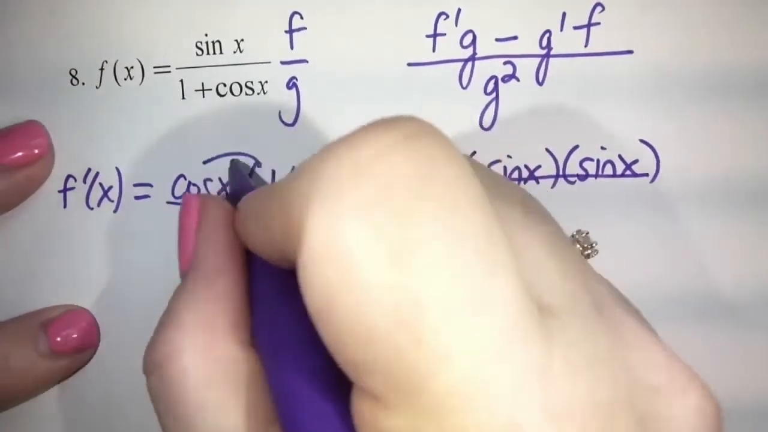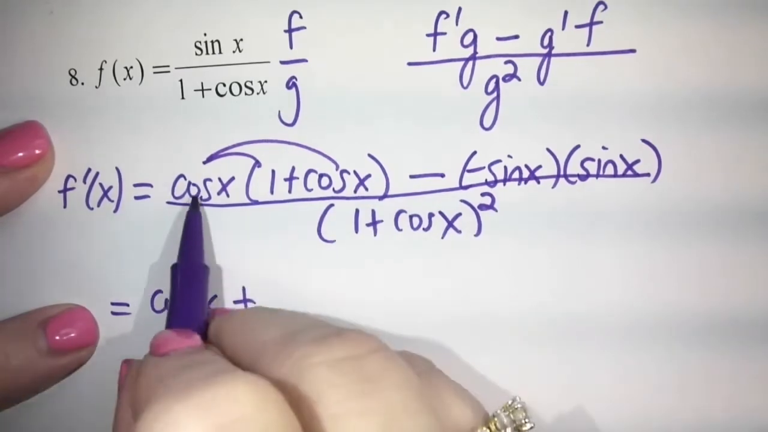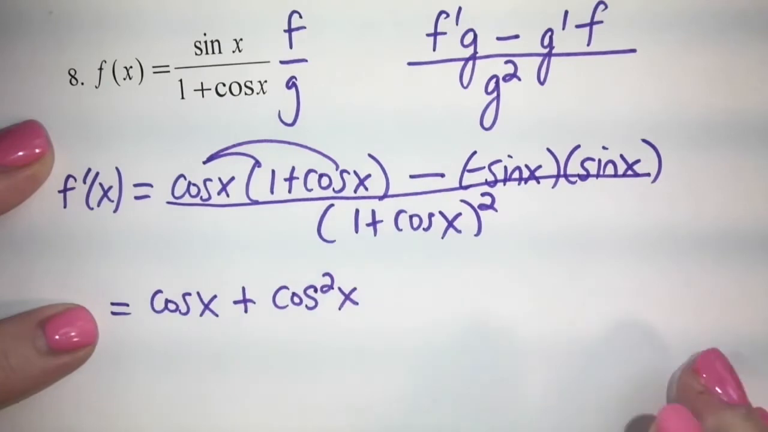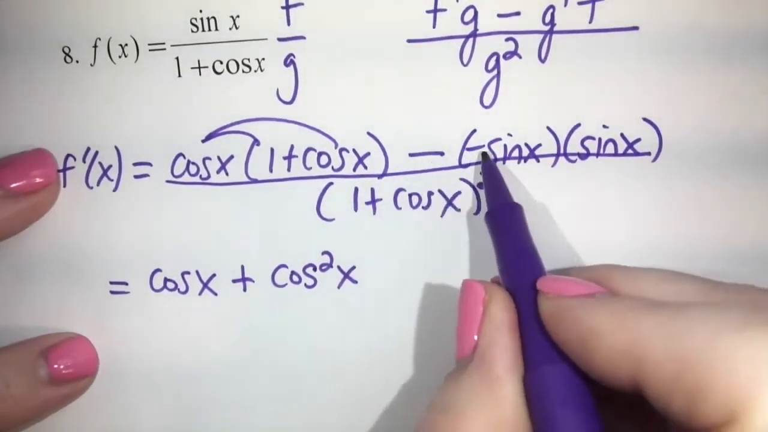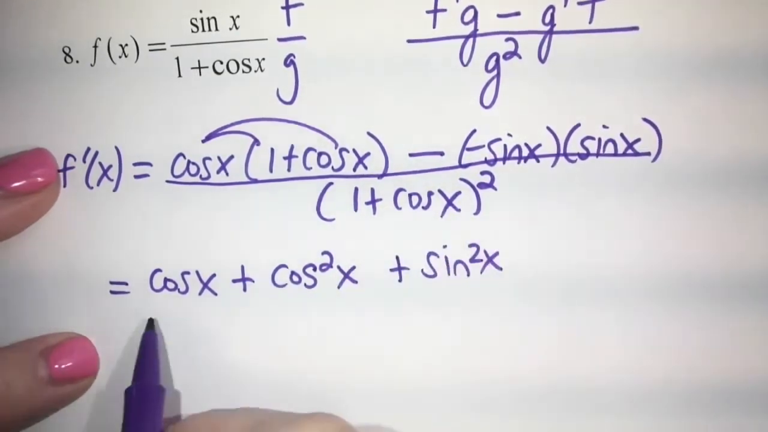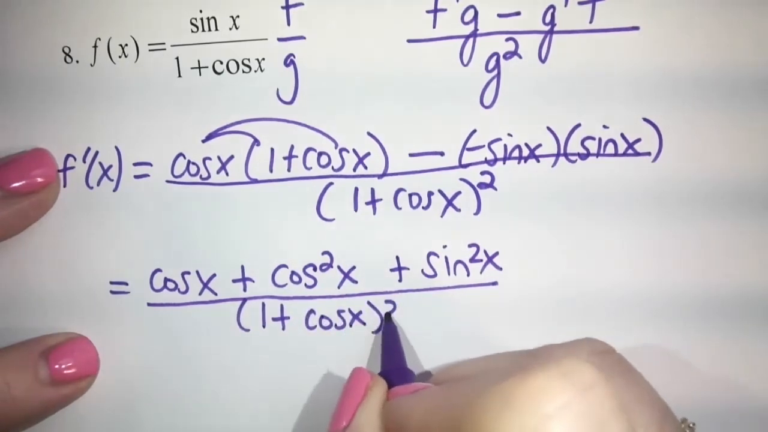Okay, so let's multiply this out. Cos x times 1 is cos x, plus cos x times cos x is cos squared x. Now here we have minus a negative, so that turns into a plus. Sine times sine is sine squared x, all over 1 plus cos x squared.